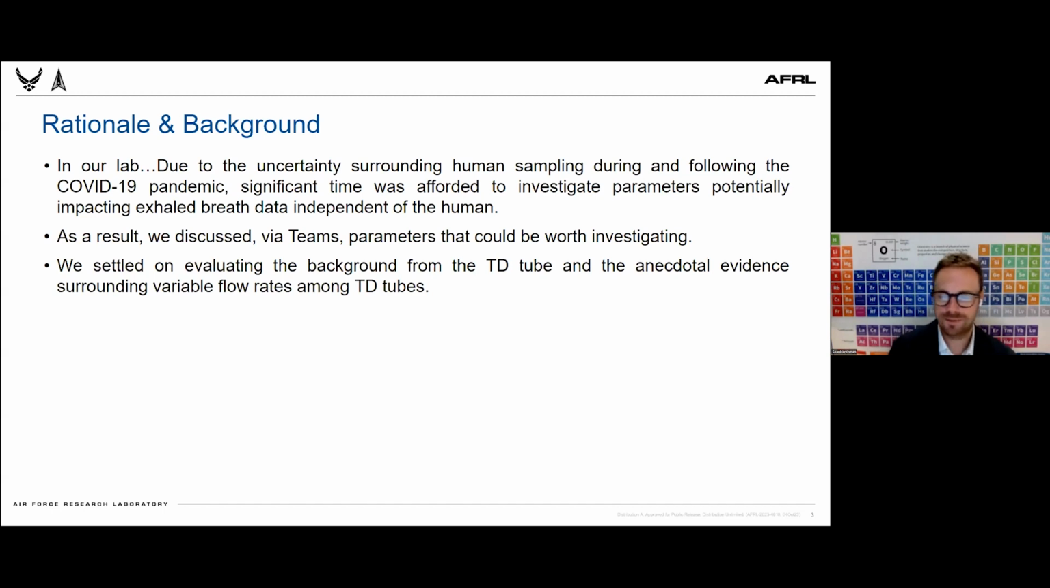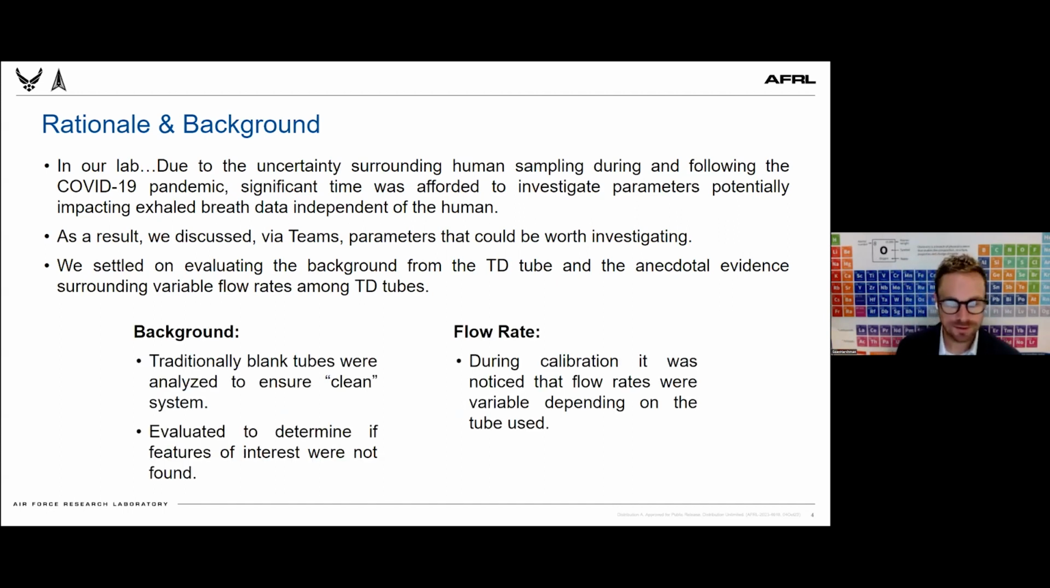And then we have some anecdotal evidence, when we do calibrations, surrounding the variable flow rates among TD tube types. So in the background, traditionally we would run blank tubes to analyze within samples to ensure our system was clean. And then in the end, we would evaluate room blanks and those kinds of things to determine the features of interest were not found, but we never really truly integrated or had a really nice plan for what we were going to do with those blank data.